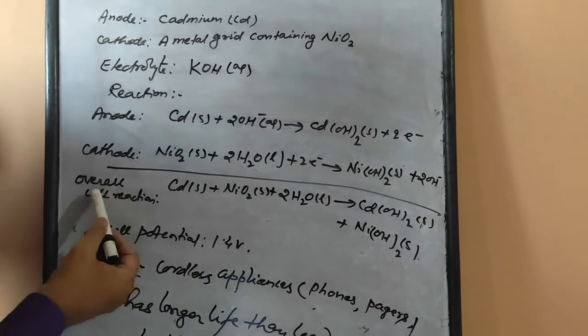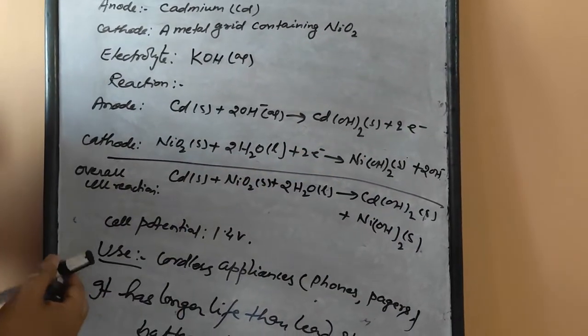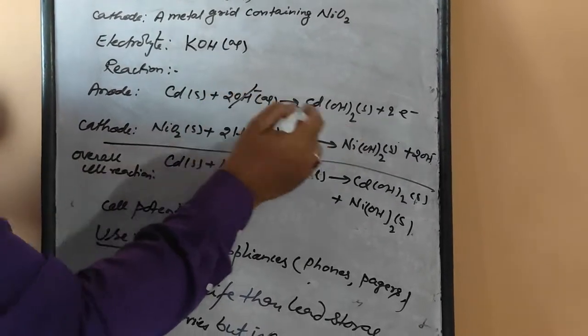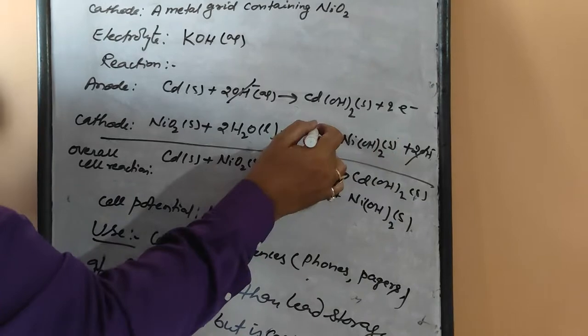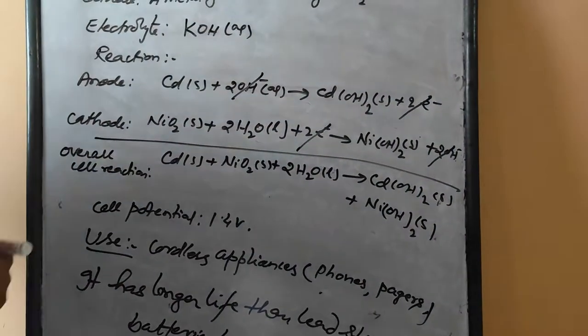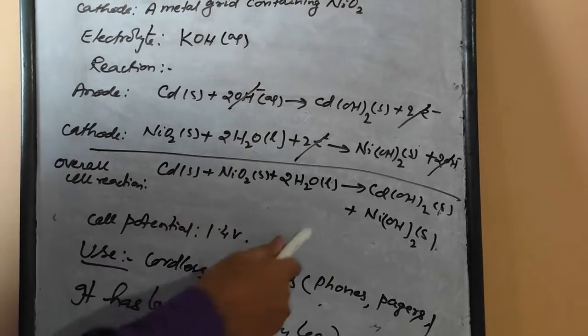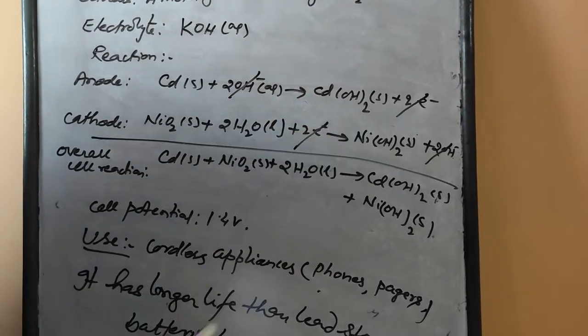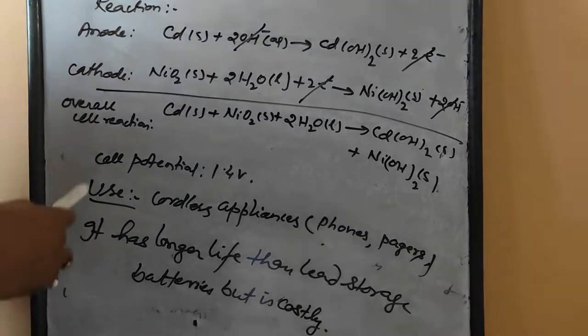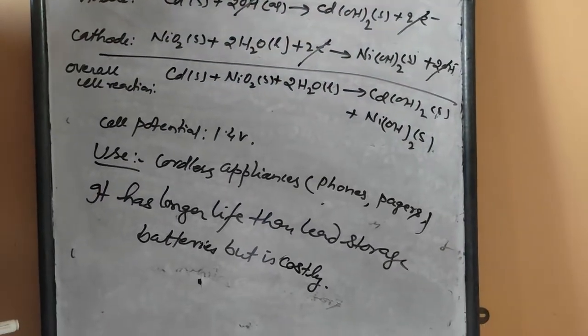Now you can write the overall cell reaction, add both the reactions. What do you get? This OH-, OH- cancel out, electrons cancel out. So it will be Cd solid plus NiO2 solid plus 2H2O liquid gives Cd(OH)2 solid plus Ni(OH)2 solid. Now the cell potential is 1.4 volt.